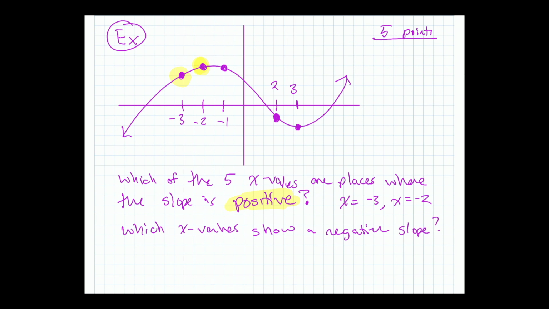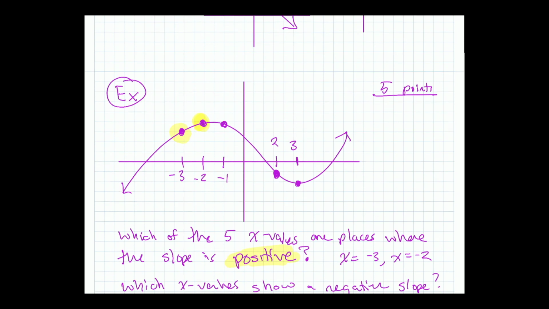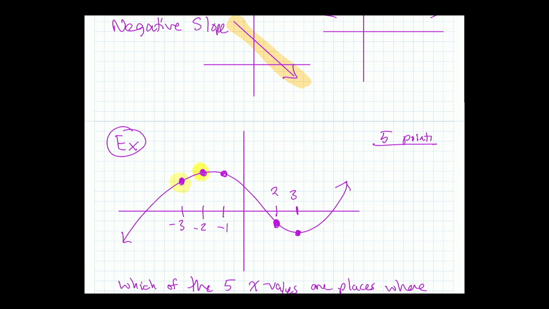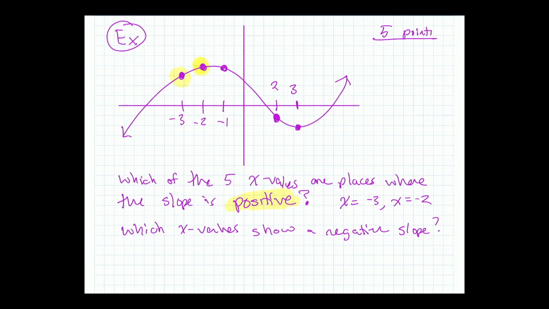All right, so what about a negative slope? Negative slope is like this, down and to the right. So where does that happen? Well, I already said this one, right? I think this is a little bit down and to the right, kind of like that. That's down to the right. Where else? Here? Yeah.